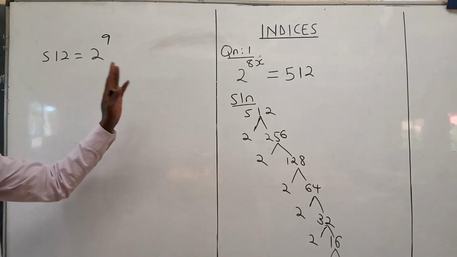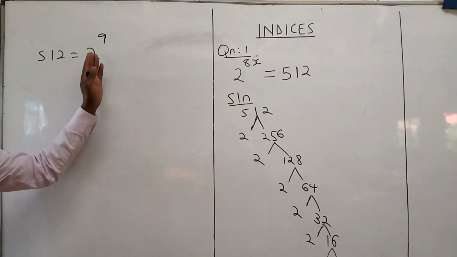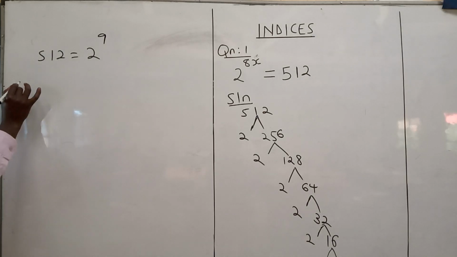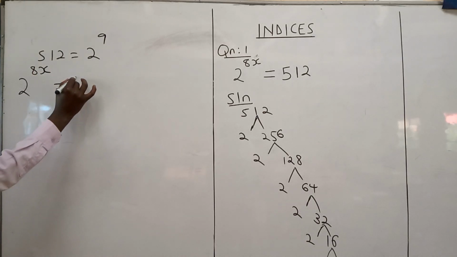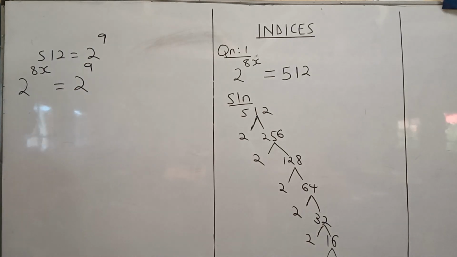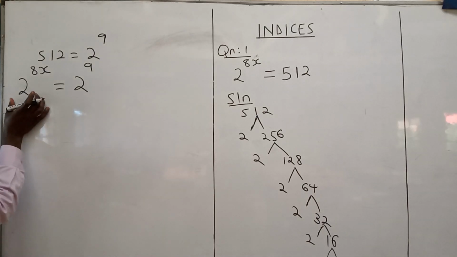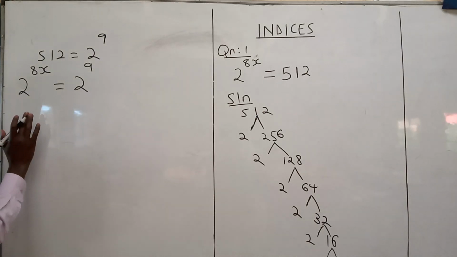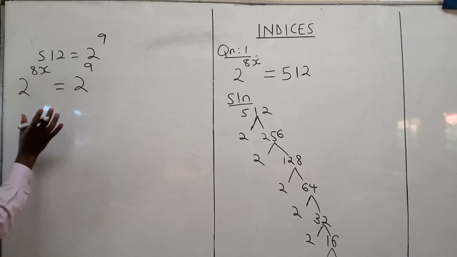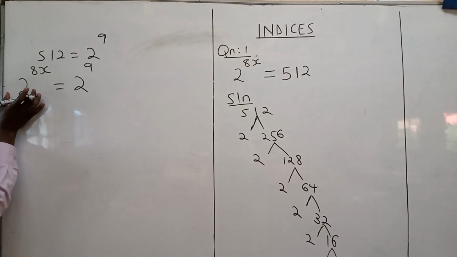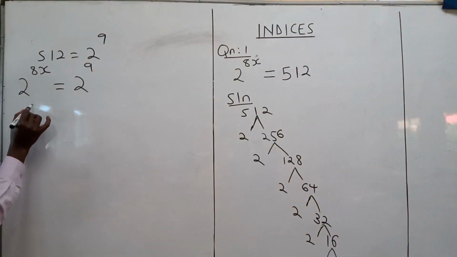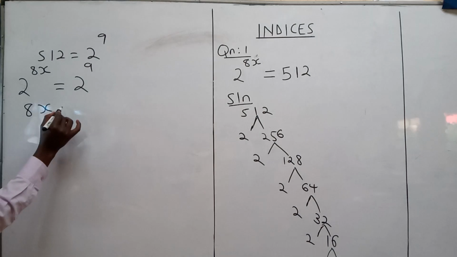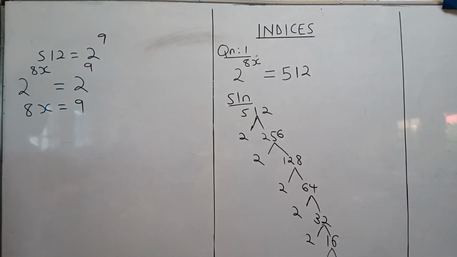So we are going to substitute our 512 with 2 to power 9, having 2 to power 8x is equal to 2 to power 9. Having the base as common, the rules of indices allow us to drop the base. Since our bases are base 2, we can now drop the base and take 8x is equal to 9.